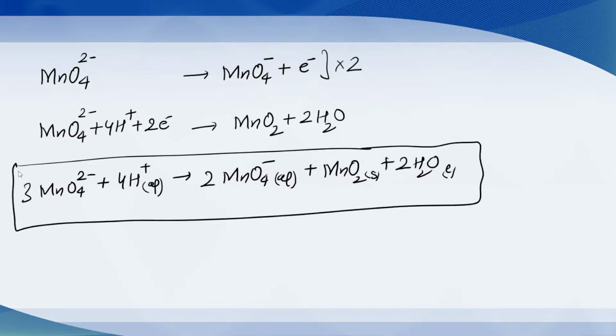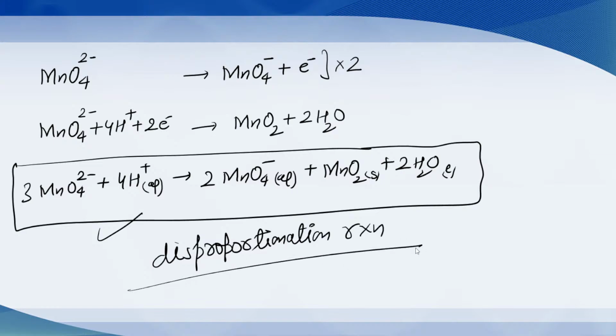That's it. So this is one of the disproportionation reactions, because in this reaction MnO4 2 negative is oxidized to MnO4 negative and the other is reduced to MnO2.